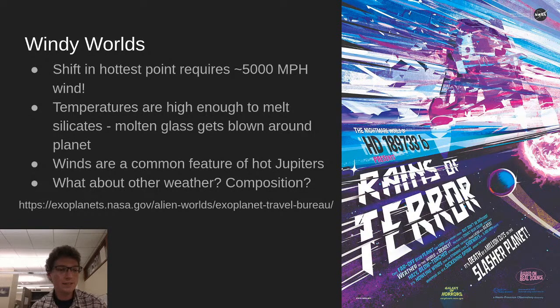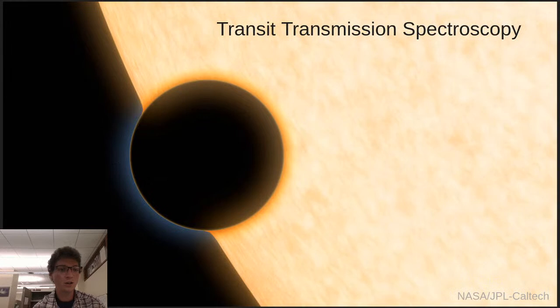So that gives us a temperature forecast, that gives us a wind forecast. But what else can we learn? What if we want to know about clouds, or what if we want to know what this planet is made of? Well, we can't do that with this technique, but we can use another technique called transit transmission spectroscopy.